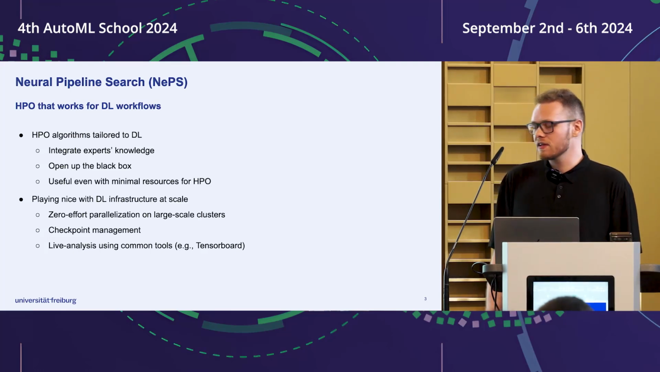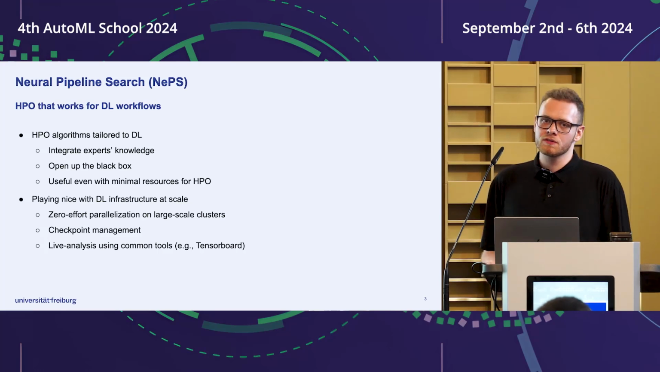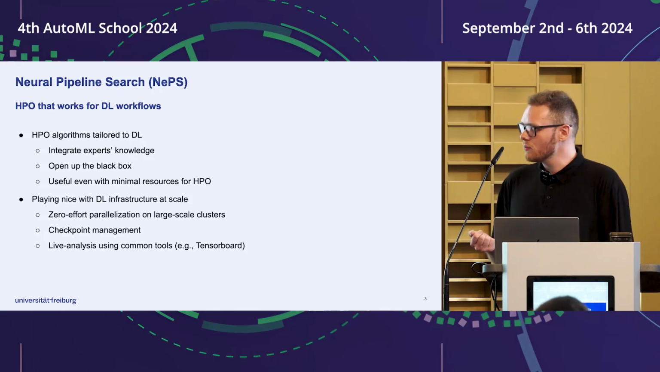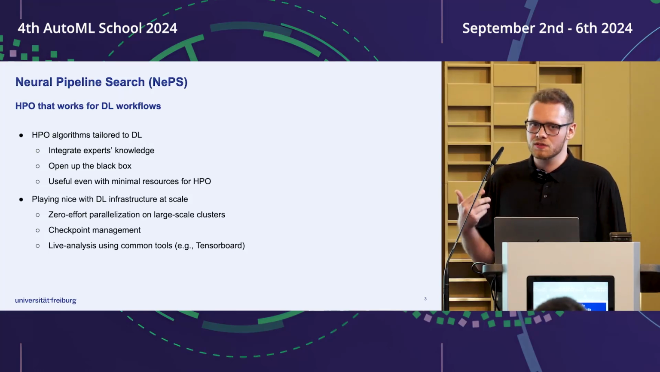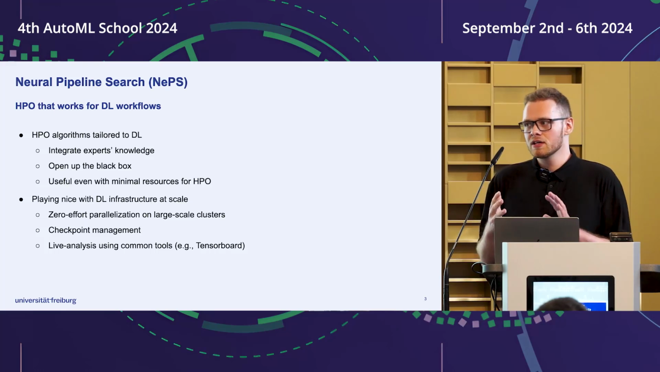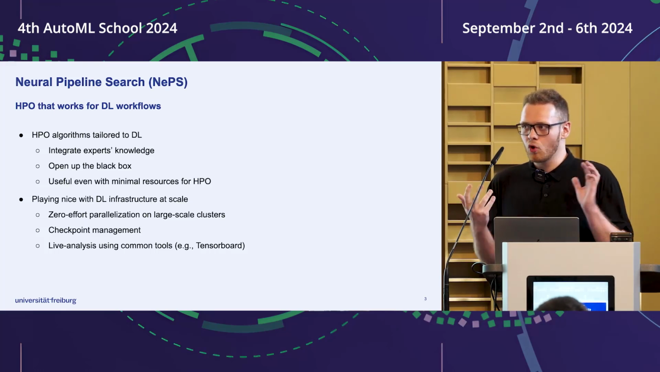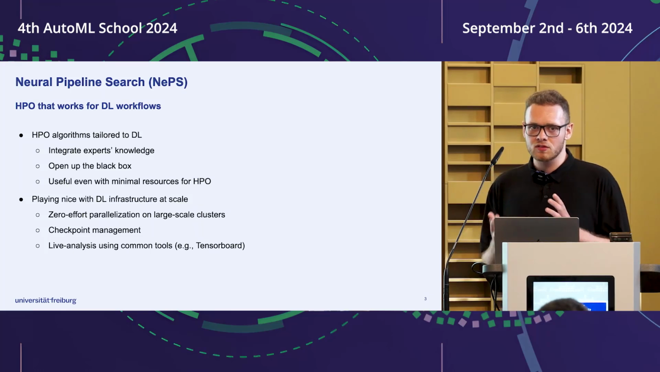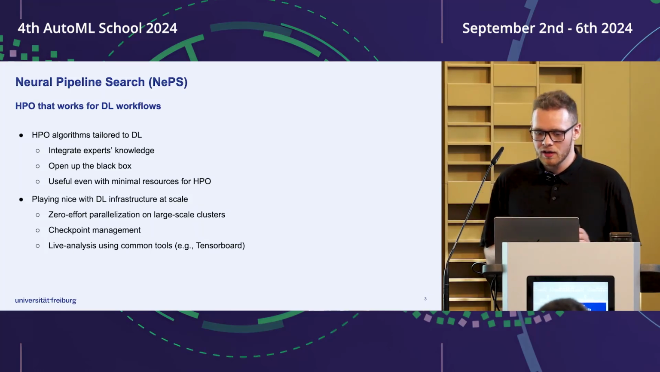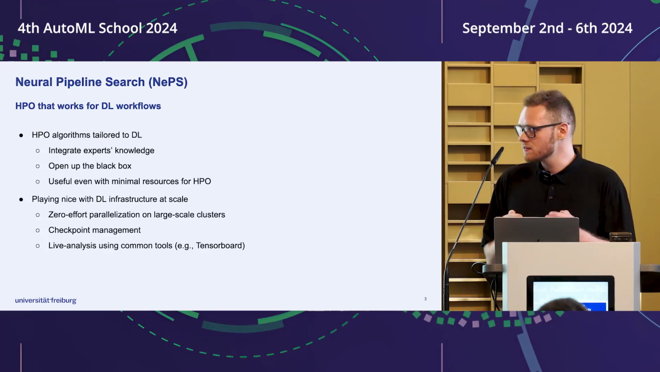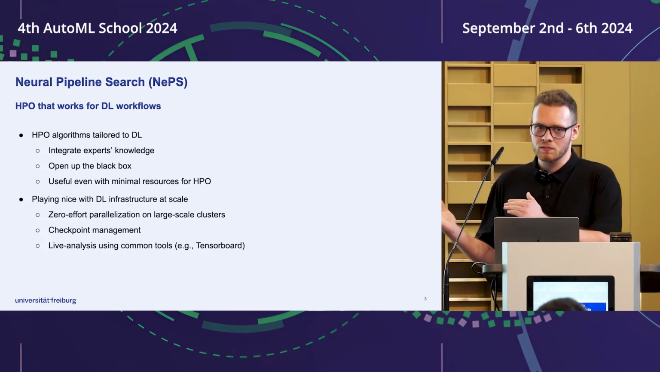Another thing is that the experts don't want to lose control over what's happening, even if they trust the algorithm. They want to look at TensorBoard. They want to see how the gradient norms are evolving over time. Do I need to stop the HPO? Is it all going well? They want to have this live view on things. And that's what we make possible with NAPS as well.